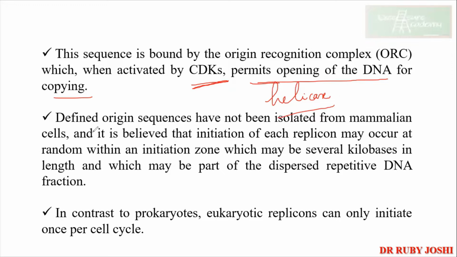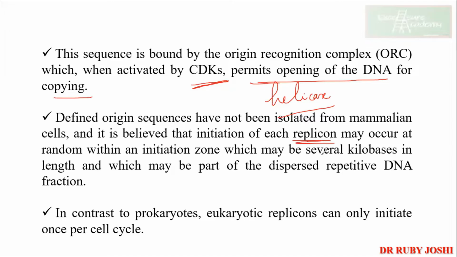Okay. So defined origin sequences have not been isolated from mammalian cells, and it is believed that initiation of each replicon may occur at random. And this is why it was difficult for scientists to get the exact sequence of the ARS or ORC.